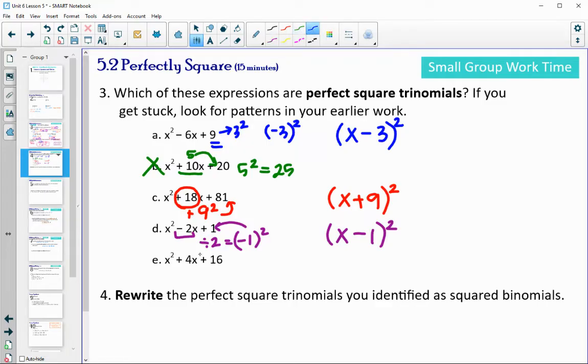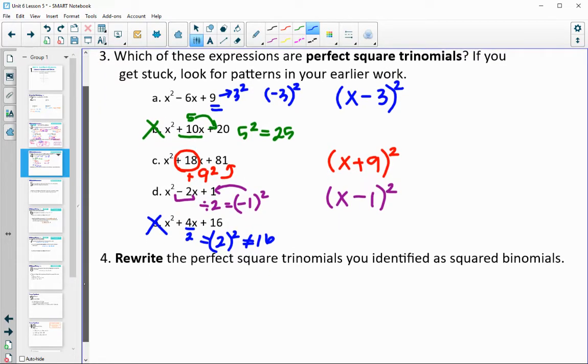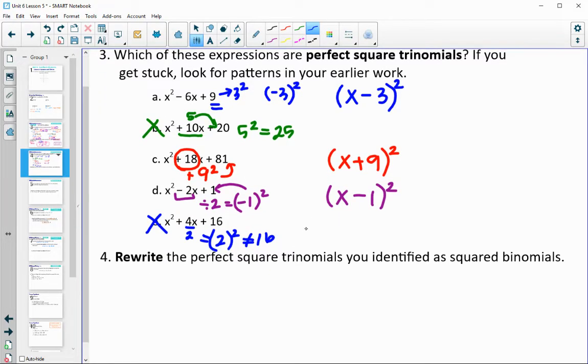Final one here. And you could look at this backwards again. So you could look at what squared gives us 16. So this is 4 squared or negative 4 squared. And do two 4s give us 4 in the middle? No. And you could also look at it again from looking at the middle term first and dividing by 2. So divide this by 2, that gives us 2. And 2 squared, is that 16? And no. So that's not going to give us the correct binomial here.